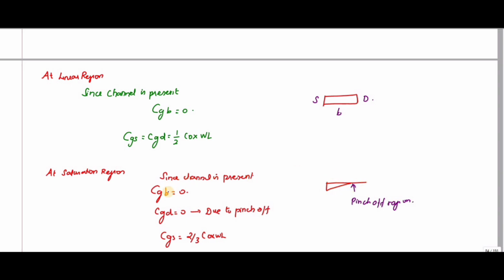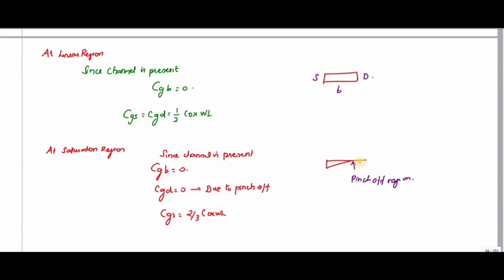Since the channel is present, CGB becomes 0. And due to pinch off, there won't be a channel between the gate and drain, so CGD is equal to 0, and you have only CGS. So the CGS value is 2 by 3 times Cox WL.